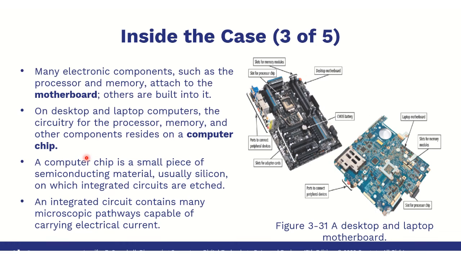So many electronic components such as the processor and memory are attached to the motherboard. On desktop and laptop computers, the circuitry for the processor, memory, and other components resides on a computer chip. A computer chip is a small piece of semiconducting material, usually silicon, on which integrated circuits are etched. An integrated circuit contains many microscopic pathways capable of carrying electrical current.